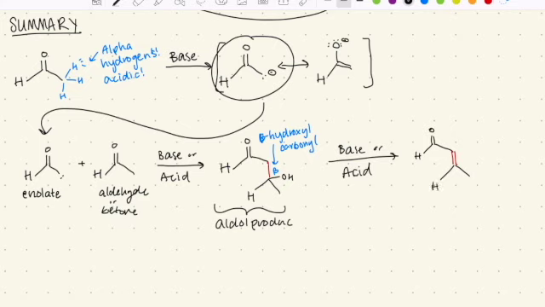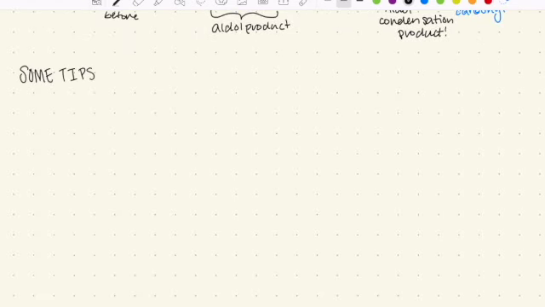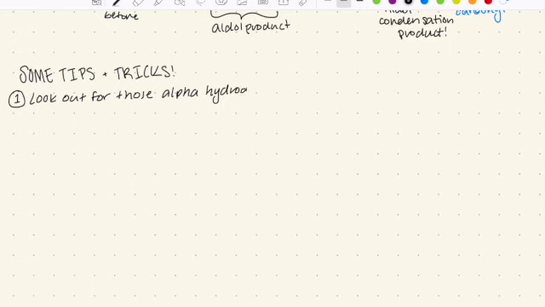This results in the original new bond from the aldol product being a double bond, and this will always be an alpha beta unsaturated carbonyl. And remember that this was formed by an elimination-like reaction called E1CB. Right, so that's our summary for the aldol reaction and aldol condensation. Now on to some tips and tricks for these reactions.